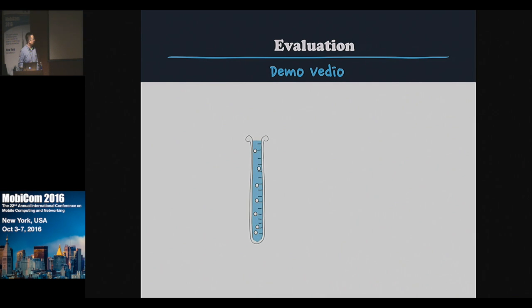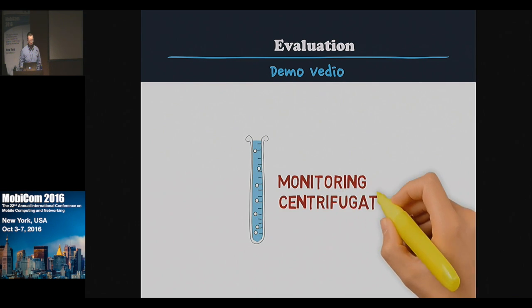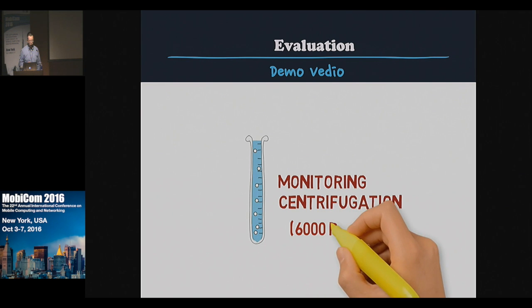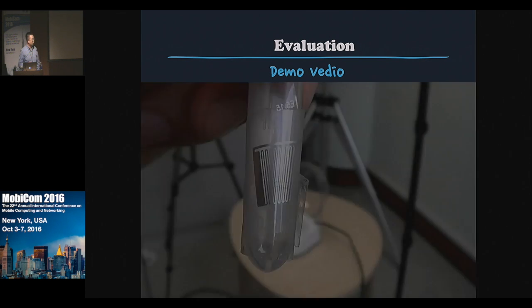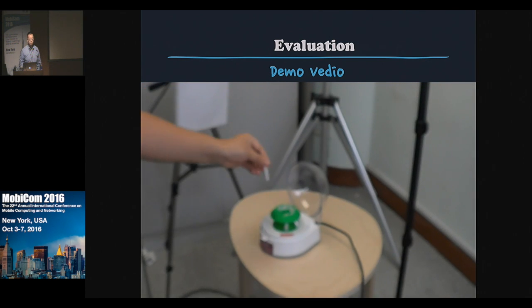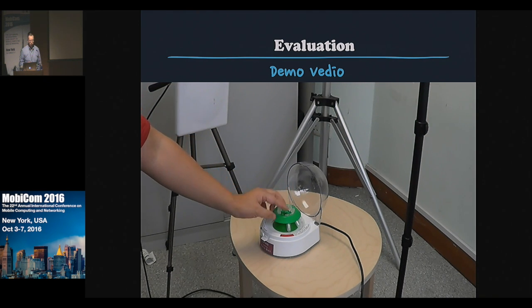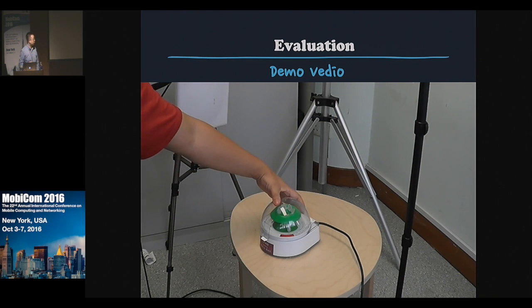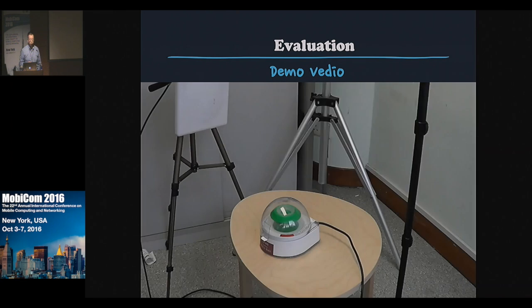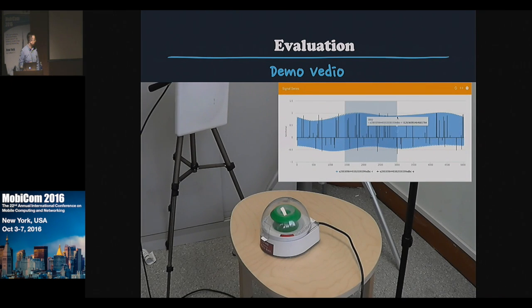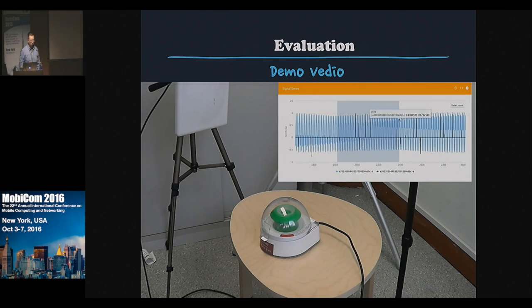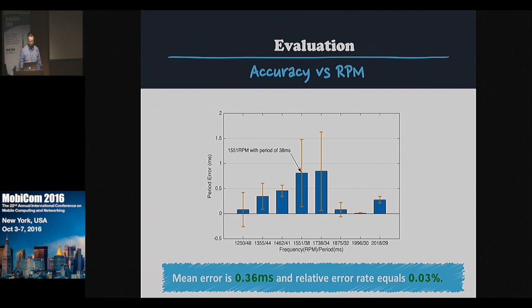And we also conduct another case study, which we will introduce later, to monitor the centrifugation. We attach an RFID tag on the blood tube and let it spin in the centrifugation machine at a frequency of 2000 RPM. And this is a recovered signal of the centrifugation.